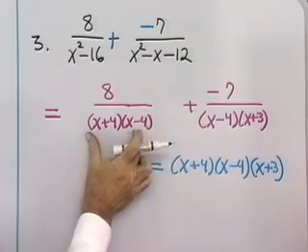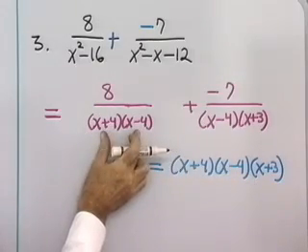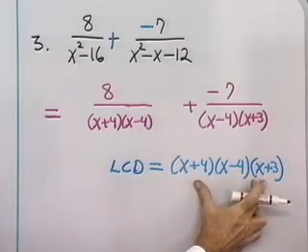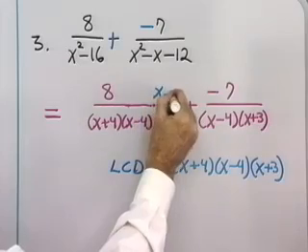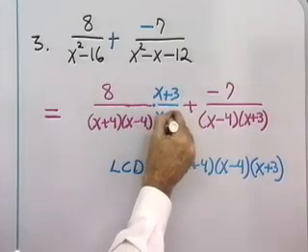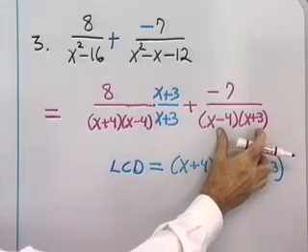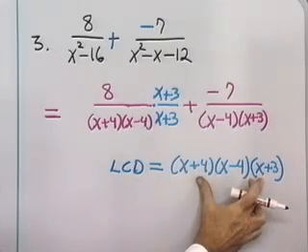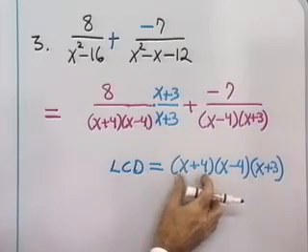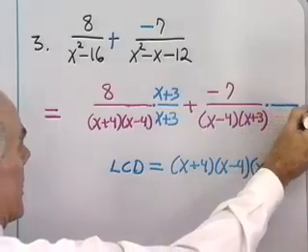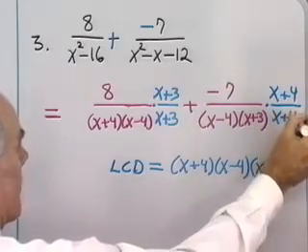I want this fraction to have this least common denominator. Here's the factors that I have in its denominator. These are the factors I want. So I multiply this by x plus 3 over x plus 3. I look at this denominator. I want it to have these factors. It has these two right here. What it doesn't have is the factor x plus 4. So I'll multiply it by x plus 4 over x plus 4.